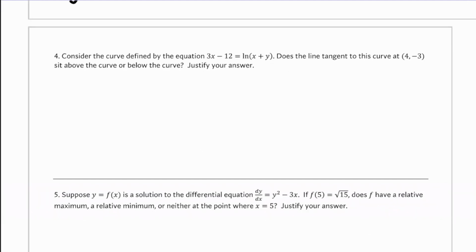Okay. Now they're going to give us a curve and ask if the tangent line sits above or below the curve. And that's just asking about the sign of the second derivative. So we're going to need to take the first derivative and then take the derivative of that to get the second derivative and check the concavity.